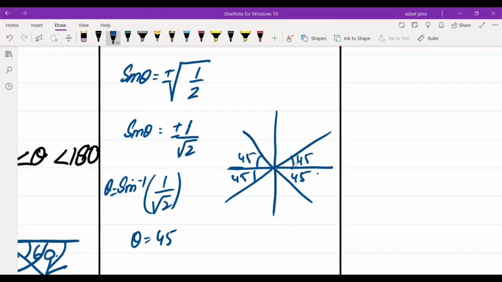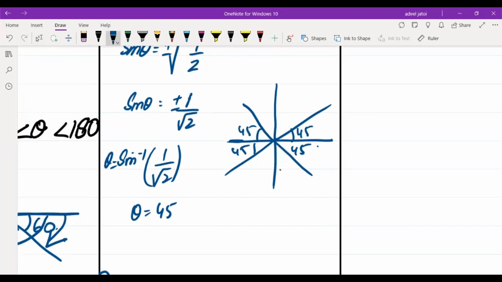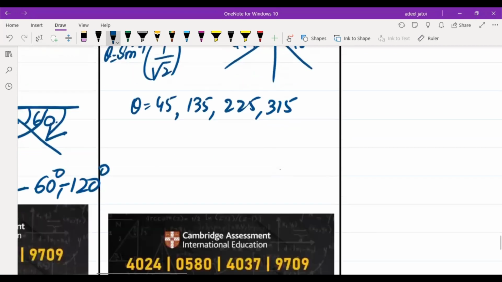Knowing that the first answer is 45, the second will be 180 minus 45, the third will be 180 plus 45, and the fourth will be 360 minus 45. So your first answer will be 45, second will be 180 minus 45 is 135, then 180 plus 45 will be 225, and then it should be 315 when 45 is subtracted from 360. So these are the four answers that we will have in the end.